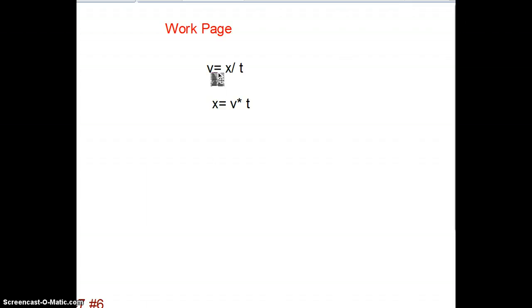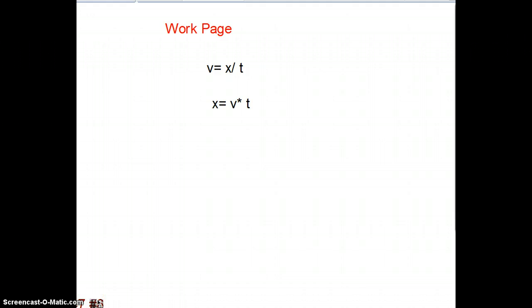For part B, what is the average velocity for the whole trip? So here we're going to find average velocity for the whole trip by taking the total distance or displacement for the whole trip and the total time for the whole trip. And that displacement and that time will give you the average velocity for the whole thing.